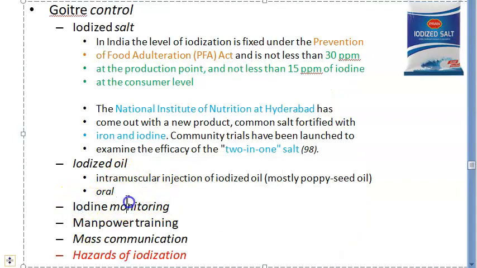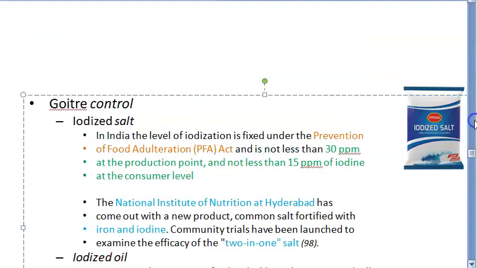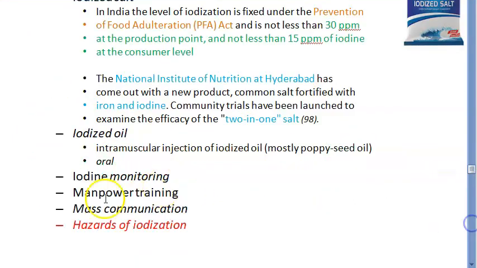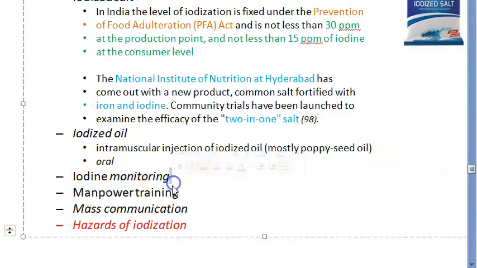Iodine monitoring, we already told you. If you already forgot what monitoring is, go back to the previous slide and see. It's prevalence of goiter, prevalence of cretinism, urinary iodine excretion, check thyroid function, check for thyroxine and TSH levels, check for prevalence of neonatal hypothyroidism. These are your iodine monitoring. Then you have manpower training.